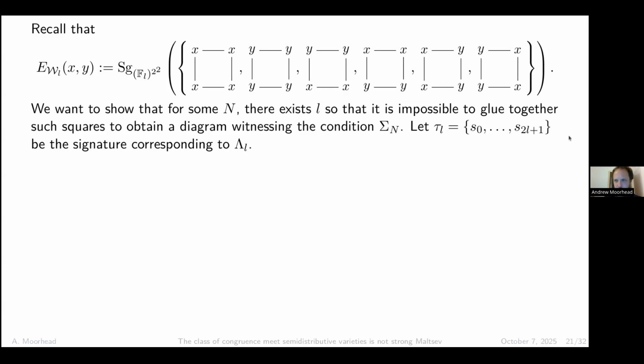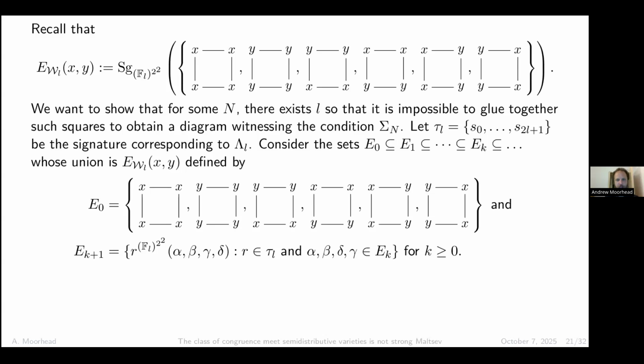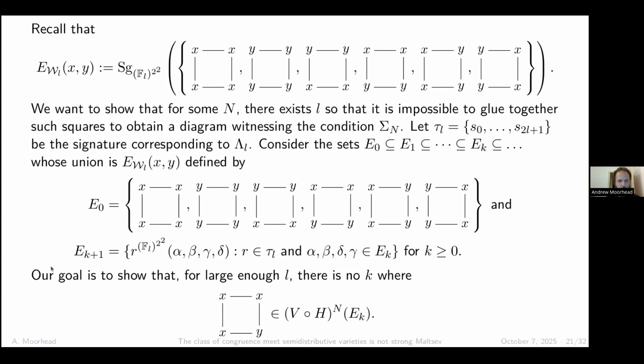So I'll just name the signature for the lambda identities. Remember, these are S0 up to S2L plus 1. And essentially, our argument proceeds by induction on term complexity. So we want to gradually enlarge these sets before we get all of the elementary XY matrices. So we start with E0, which is just our set of generators, and then we recursively apply our basic operation symbols. So this is just a standard way to generate a subalgebra. Our goal is to show that for large enough L, there does not exist any K where I can get this special matrix with three X's and a Y that belongs to the n-fold application of horizontal then vertical relational product of EK.